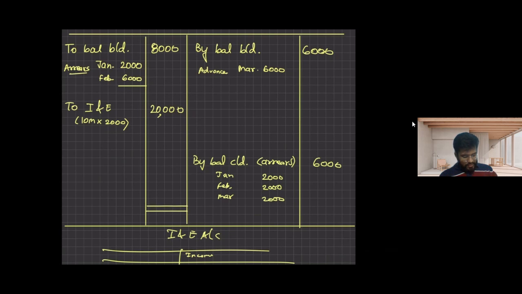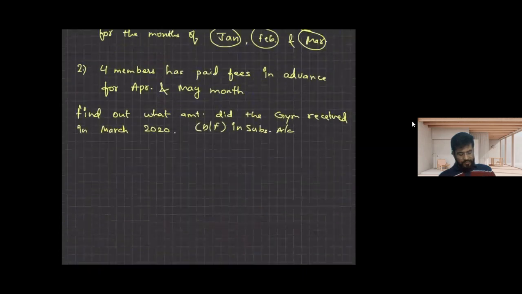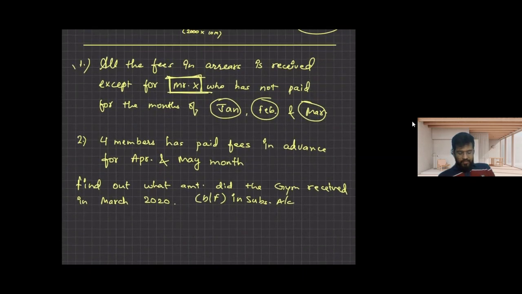That is what is discussed till now. Now, let us see the other information. All the fees except from Mr. X is received. So Mr. X was in arrears. For that, I have created the balance carried down.